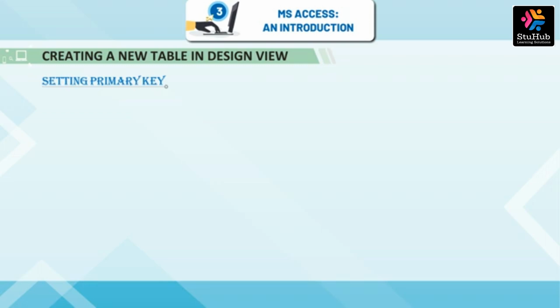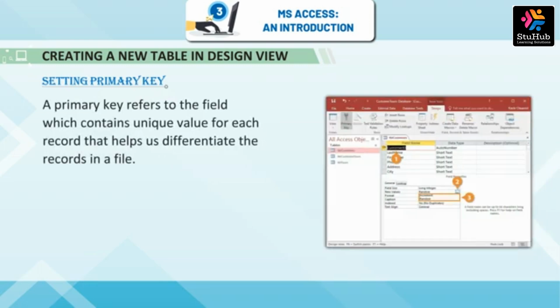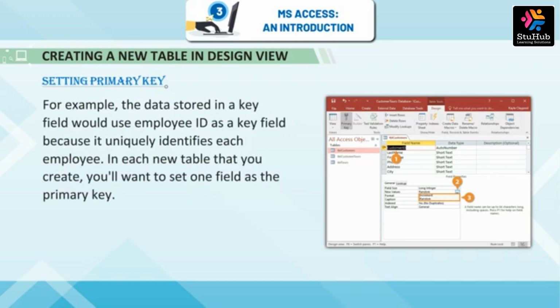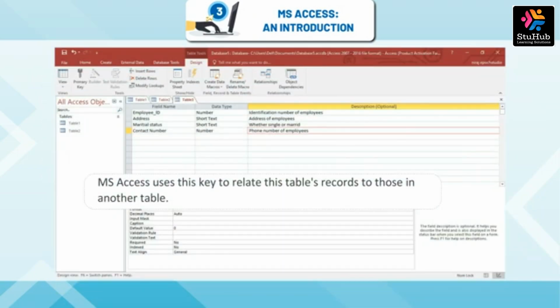Setting primary key. A primary key refers to the field which contains a unique value for each record that helps us differentiate the records in a file. For example, the data stored in a key field would use employee ID as a key field because it uniquely identifies each employee. In each new table that you create, you'll want to set one field as the primary key. MS Access uses this key to relate this table's records to those in another table.